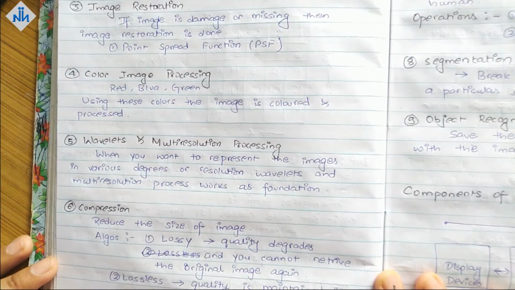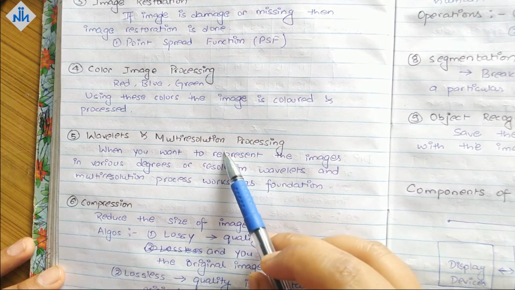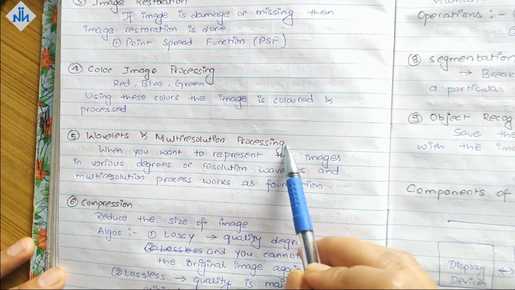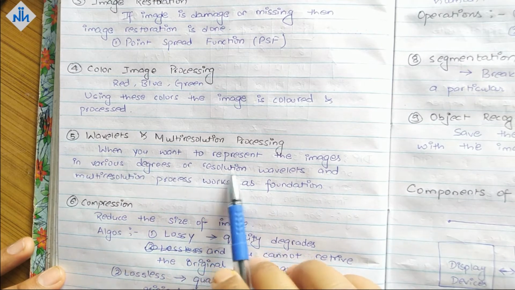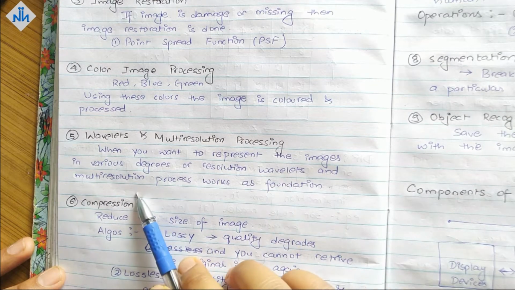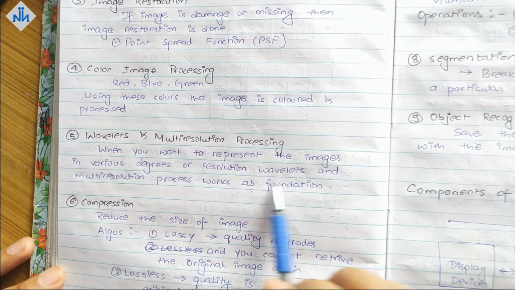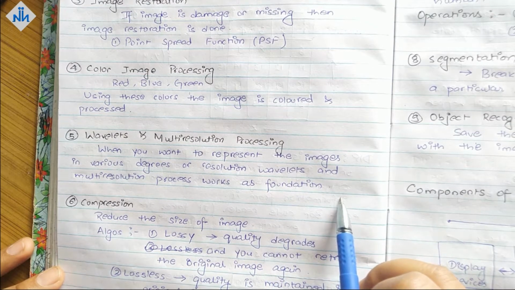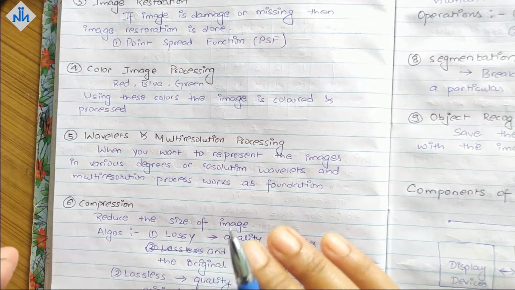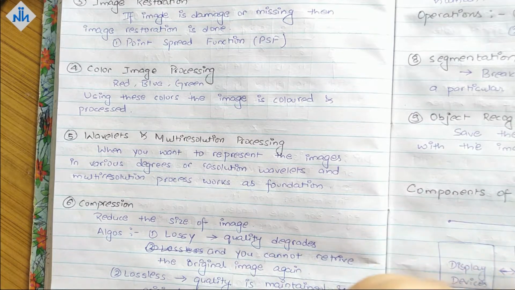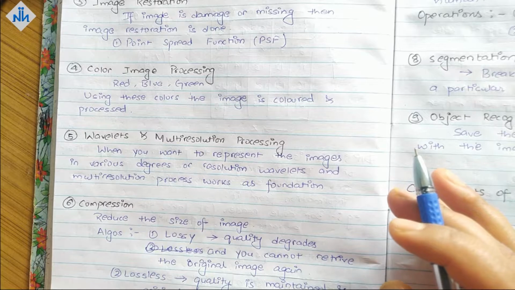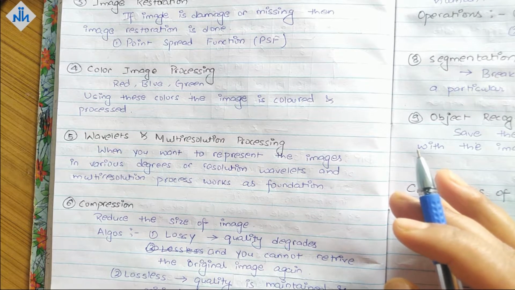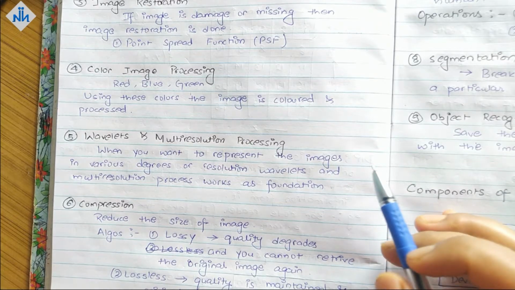After that, we can do wavelets and multi-resolution processing. When you want to represent the images in various degrees of resolution, wavelets and multi-resolution processing work as a foundation. Suppose you want to convert your image into wavelets. It can be used for any type of thing, like you want to extract something from the different resolutions, then you want to do this process.